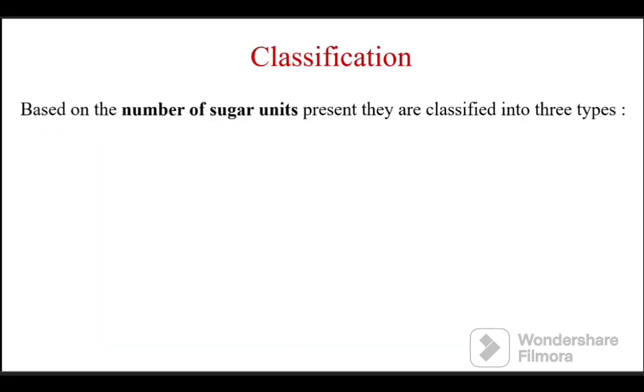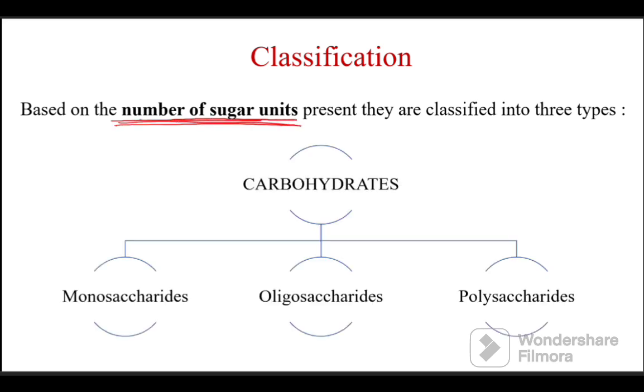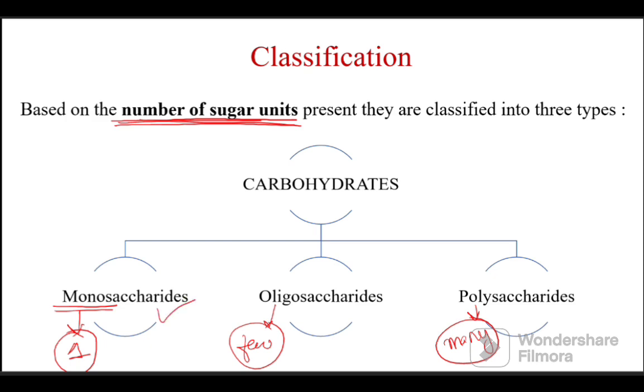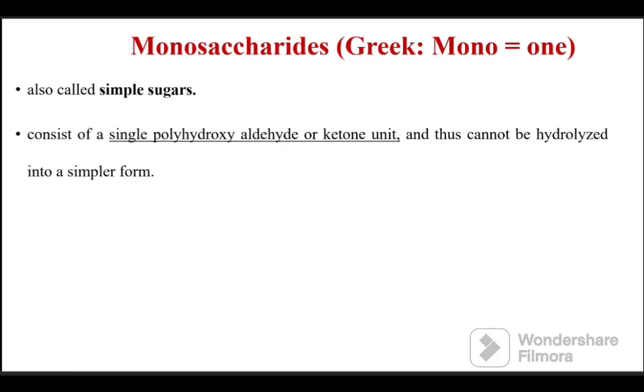And coming to the classification of these carbohydrates based on the number of sugar units. Based on the number of sugar units, they are classified into monosaccharides, which have one sugar unit, oligosaccharides, which have a few sugar units, and polysaccharides, which have many sugar units. So based on the number of sugar units, they are classified into monosaccharides with one sugar unit, oligosaccharides with a few sugar units, and polysaccharides with many sugar units.